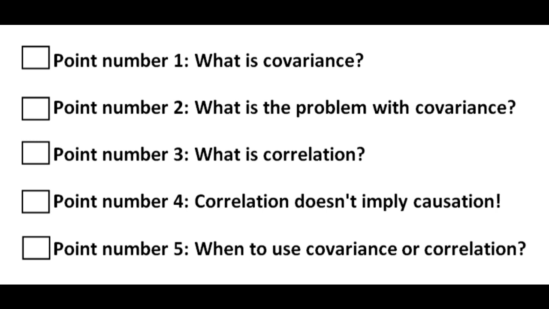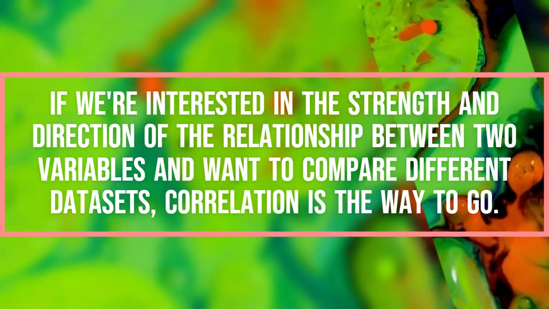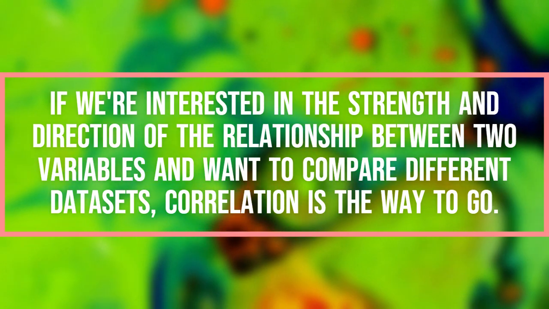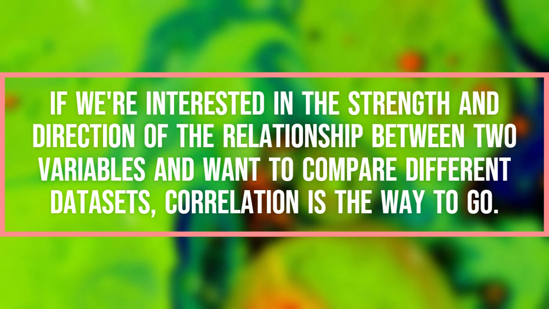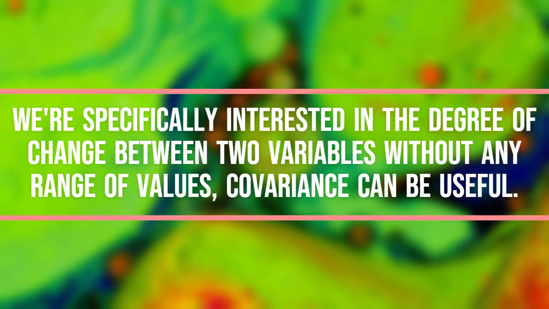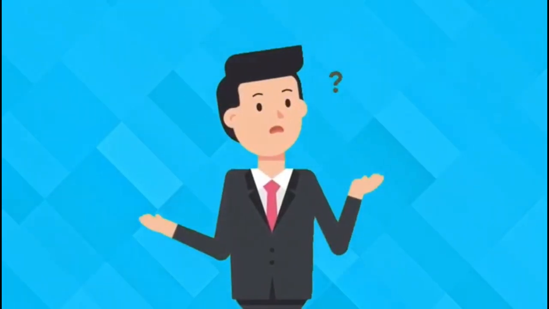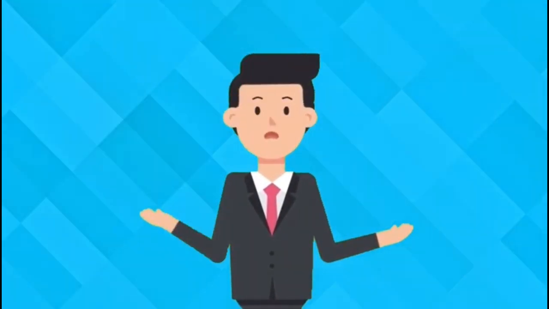And that is exactly our point number 5. If we are interested in the strength and direction of the relationship between two variables and want to compare different datasets, correlation is the way to go. But if we are specifically interested in the degree of change between two variables without any range of values, covariance can be useful.